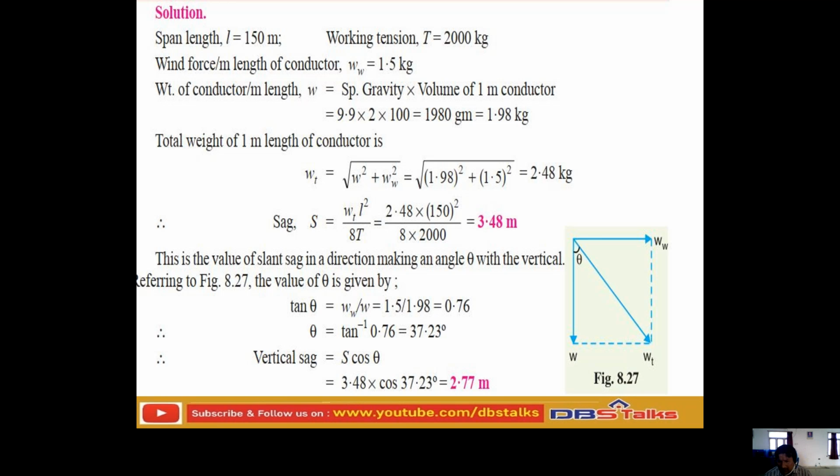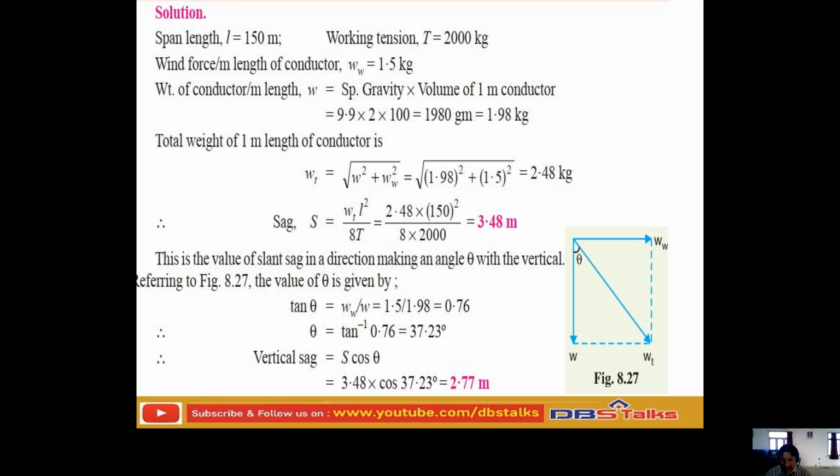Now observe this phasor diagram. Tan theta is equal to opposite by adjacent. What is the opposite? W_w divided by adjacent, which is W. So W_w by W, that is 1.5 by 1.98, right? That is equal to 0.76. Therefore theta is equal to tan inverse of 0.76, that is equal to 37.23 degrees.